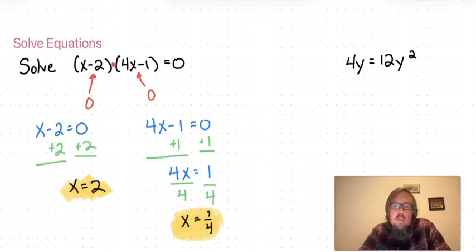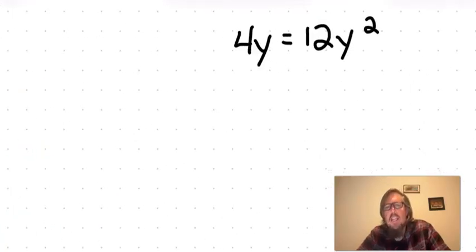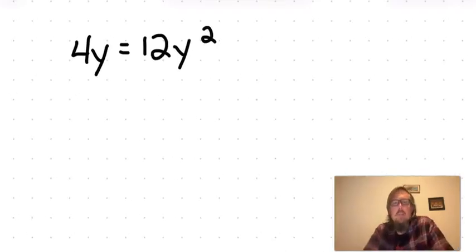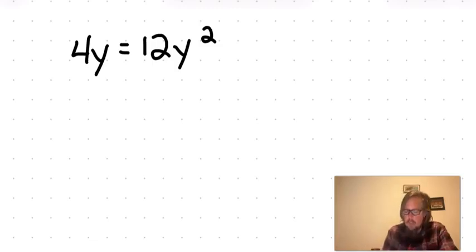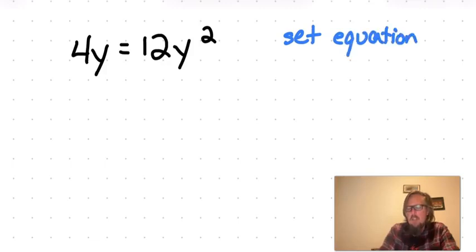This problem was fairly straightforward because it was already factored. Let's take a look at one that's not already factored: 4y = 12y². The reason the previous problem was so simple is, number one, it was already factored, and number two, it equaled 0. Any two things multiplied together that equal 0 work that way. So in order to solve a problem like this, step number one is that we need to make the equation equal 0. That is our goal: set the equation equal to 0. It must equal 0 first.